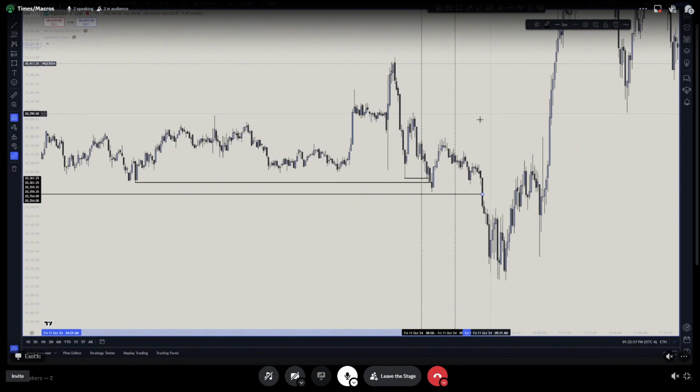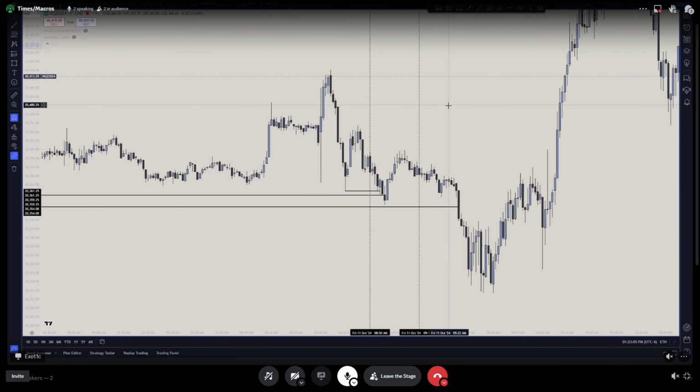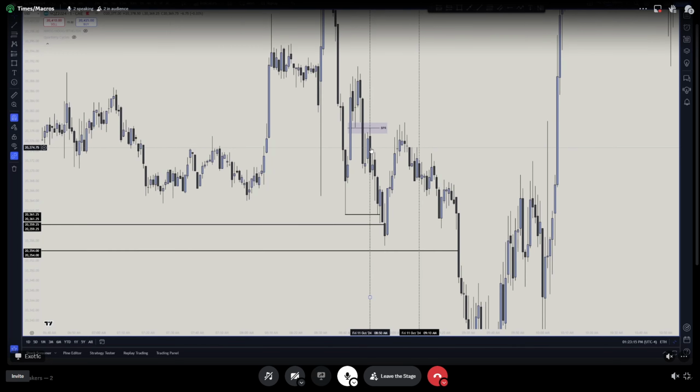But once again, what are the macros used for? They're used to give you an entry drill, rebalance inefficiencies, or run liquidity. So what happens in this top part of the macro here? Well, it gives you that entry drill right here. You get your fair value gap, or BPR if you want to say. You get your BPR entry right here, right on that macro.